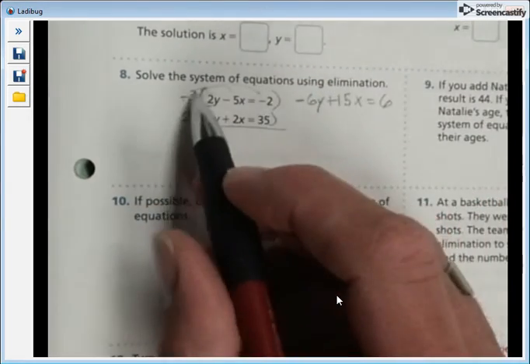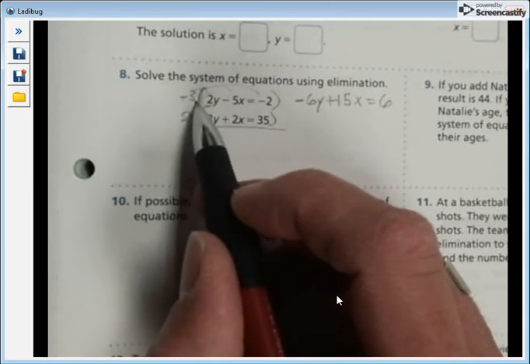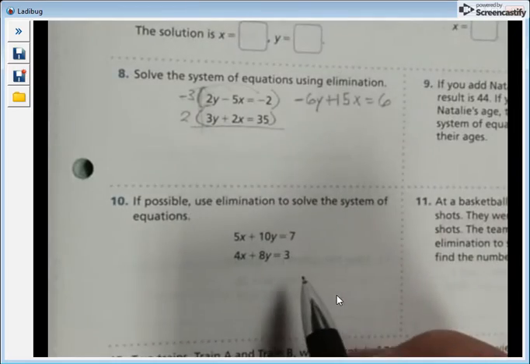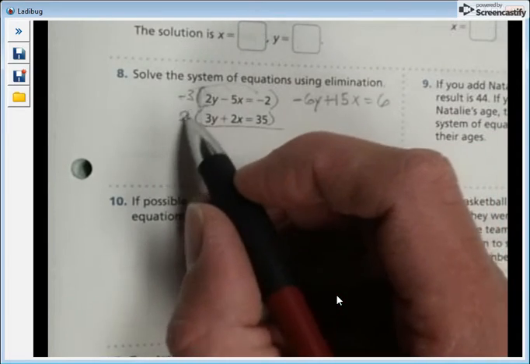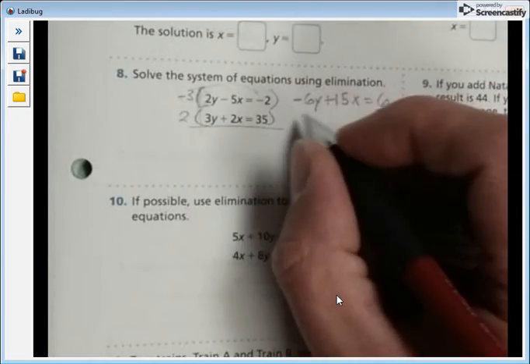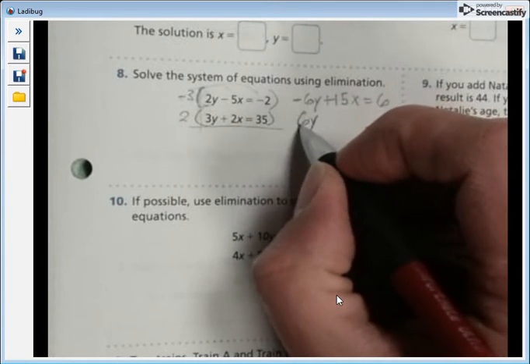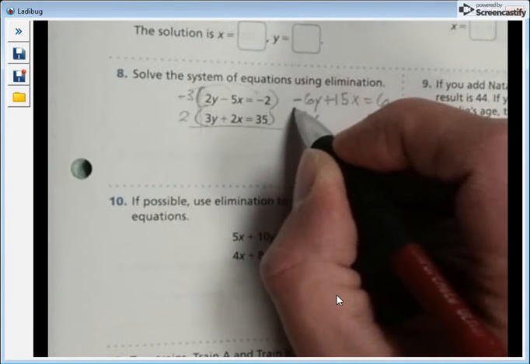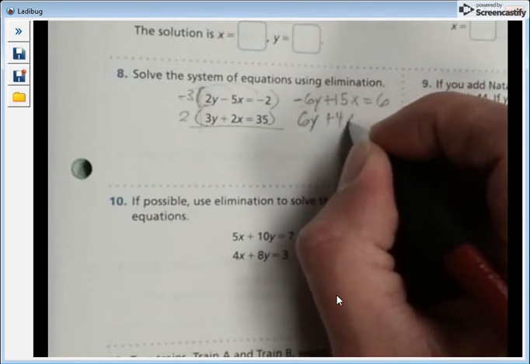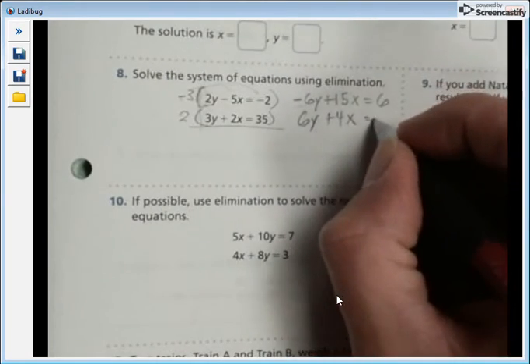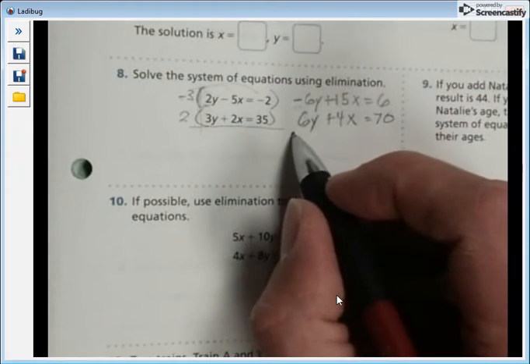And yeah, I can do this. As long as I multiply this number by everything, it doesn't actually change the equation, change how it looks, but the values are all similar, the same. So 2 times 3y is 6y. So now notice I have opposites. -6 and a +6 are opposites. Plus 4x equals, 2 times 35, 70.